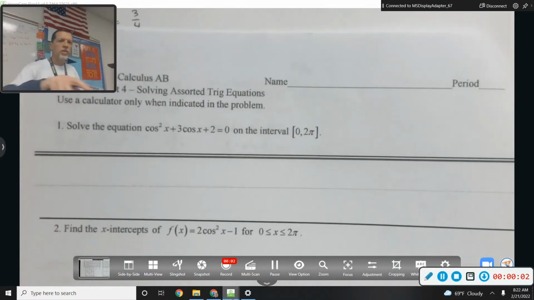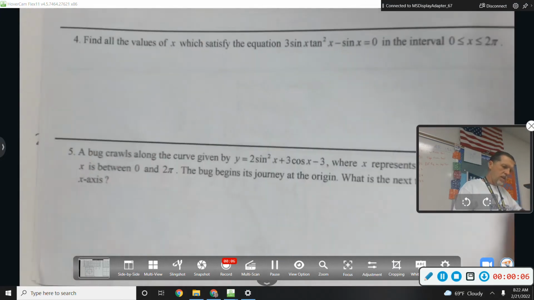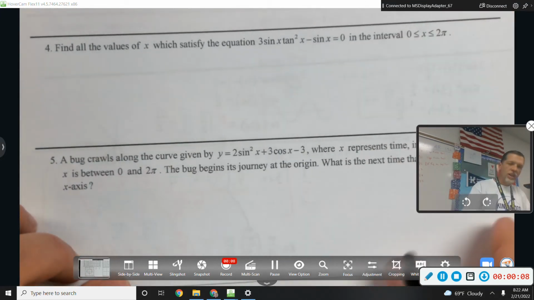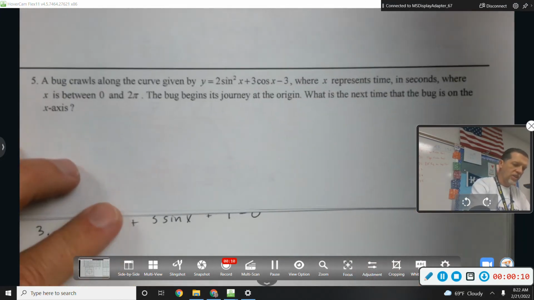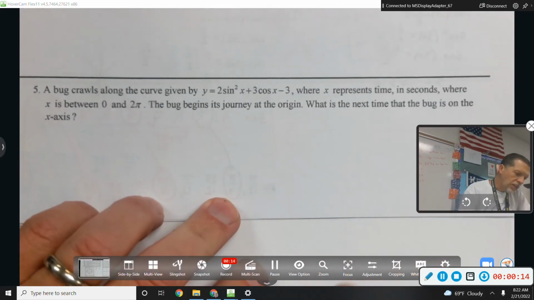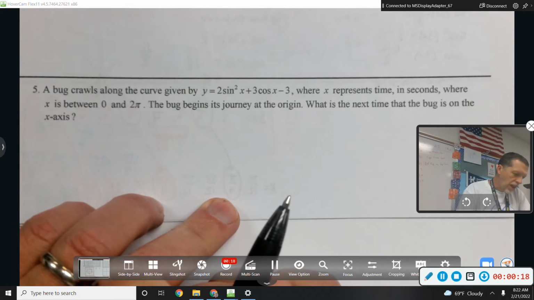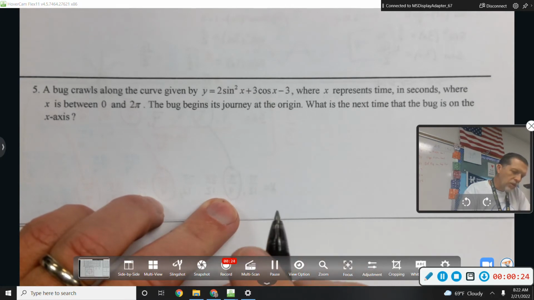Okay, so worksheet 4, number 5. A bug crawls along. That sounds like the quiz question. A bug crawls along the curve given by that thing, where x represents time. x is between 0 and 2 pi. The bug begins its journey at the origin. Where's the next time that the bug is on the x-axis?